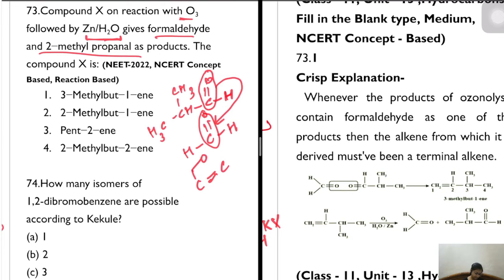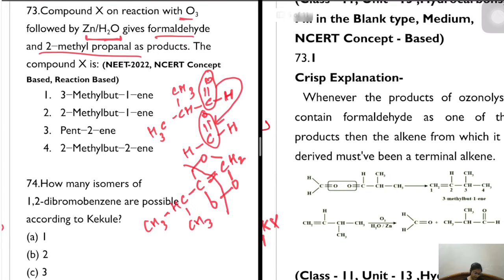See, okay, right? So this is how it would have been forward. Then only we got this. So what is the answer? This. This is what is the name? This is 3-methyl but-1-ene. The correct answer is 1.